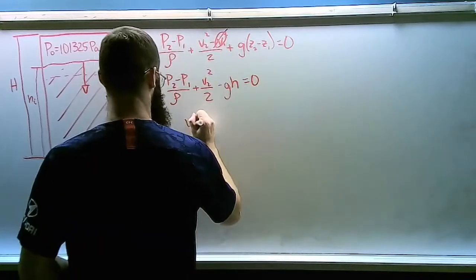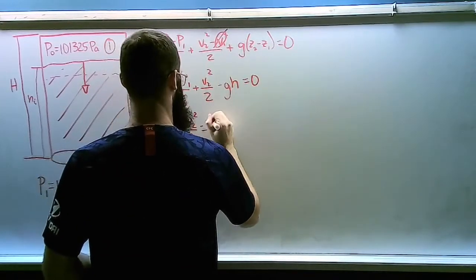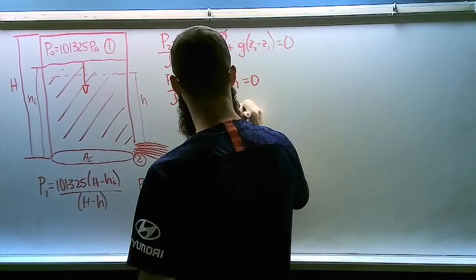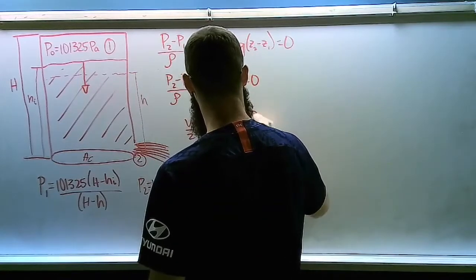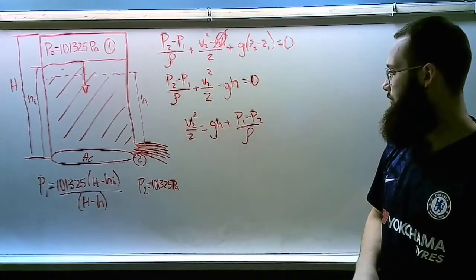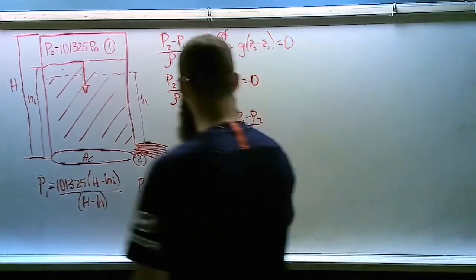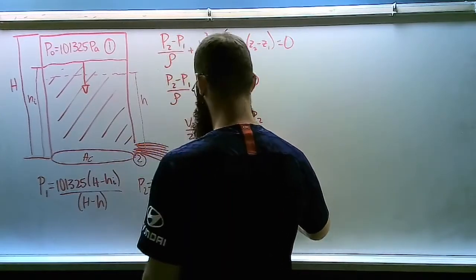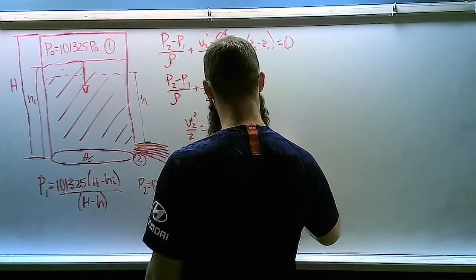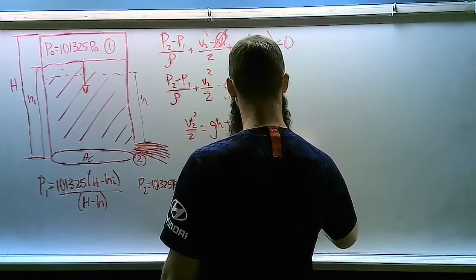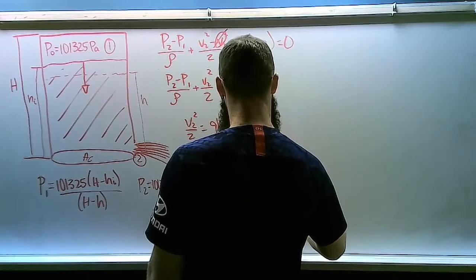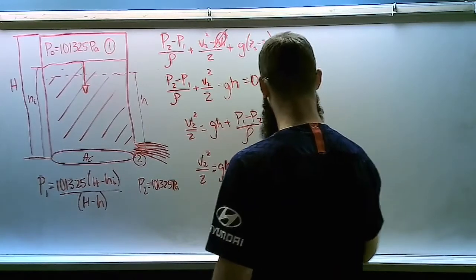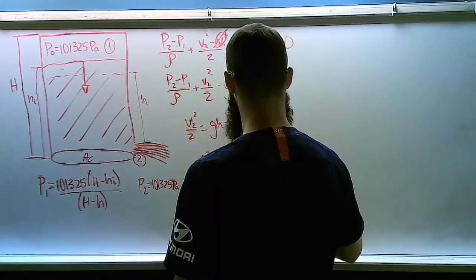So first we need to separate V2. So we have V2 squared over 2 equals gh. I'm going to keep this positive and flip around P1 and P2: P1 minus P2 over rho. So now we want to plug in P1 and P2. That gives us V2 squared over 2 equals gh plus 101,325 times H minus HI over H minus h, minus 101,325, all over rho.